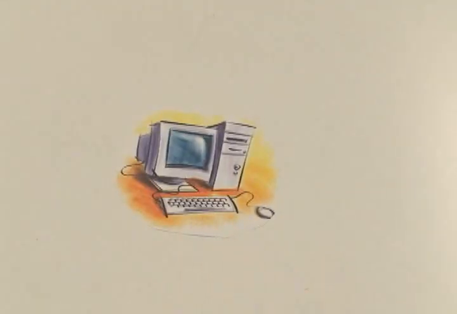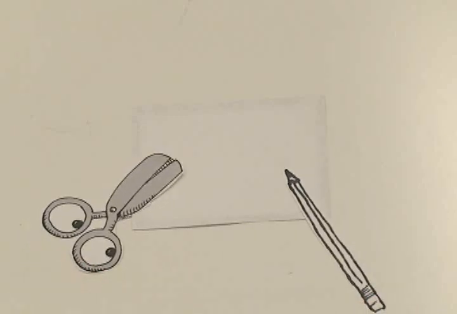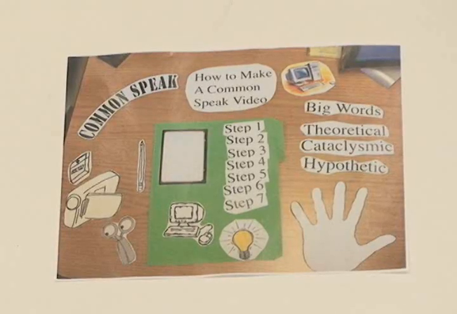Then, you will need to create your props, or the images and drawings you will move across the whiteboard to explain your concept. Use a computer to create and print out your images, and a pencil and paper to draw if needed. You may need a pair of scissors to cut out your props. Here are some of the props that we used for our video.